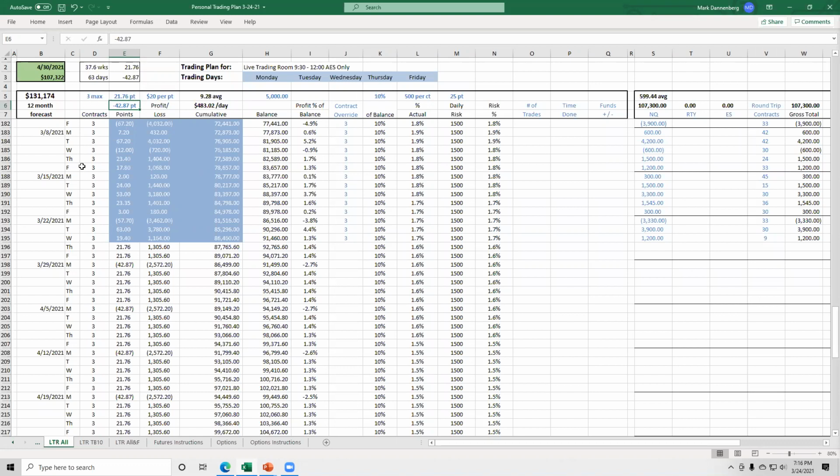So bottom line is, if you enter your data and you evaluate your run rates and you translate your run rates into your forecast, then what we see is, if we max out at 3 contracts, that the income is forecasted to be $131,174 for a 52-week period. Now that started with $5,000 in the account. We've been doing this now, as I said, for 37.6 weeks, and the forecast is 131,174.